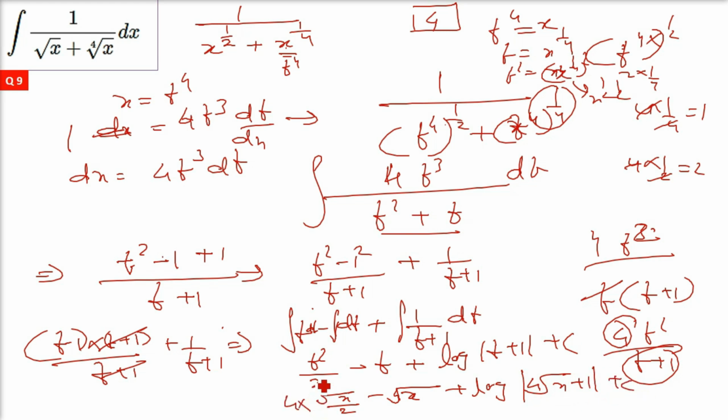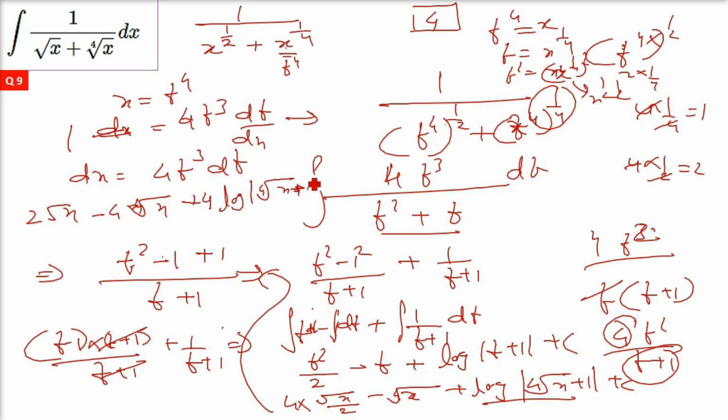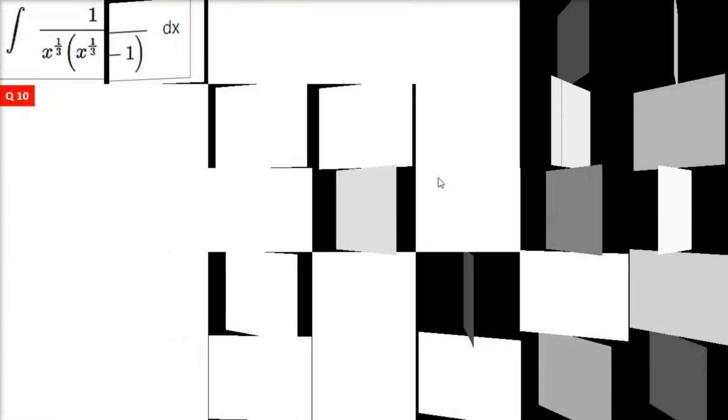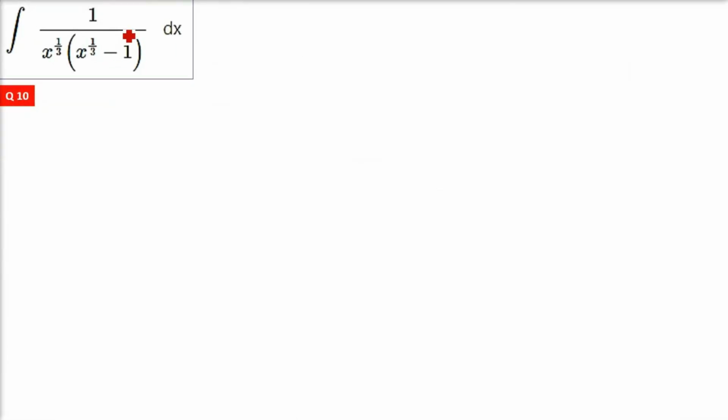So this 4 multiplication, because I told you 4 was already there. So this will be 2 root x. I am writing the final answer now after multiplying: minus 4 into 4th root of x, plus 4 into log of 4th root of x plus 1, and 1 is different, right? Plus constant of integration. That's your final answer. So you can follow this scheme in order to solve it, and more important is that keeping this x as t raised 4, if you can anticipate it by practice or by virtue of your IQ, it will be very easier for you now.